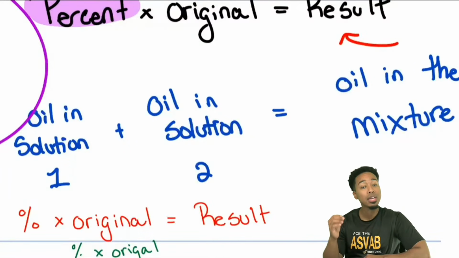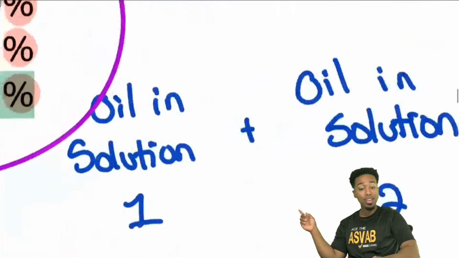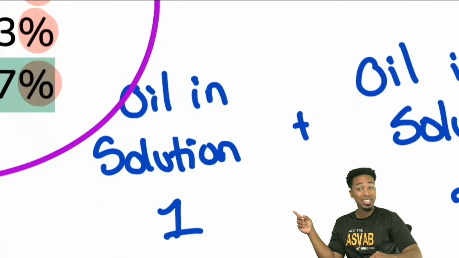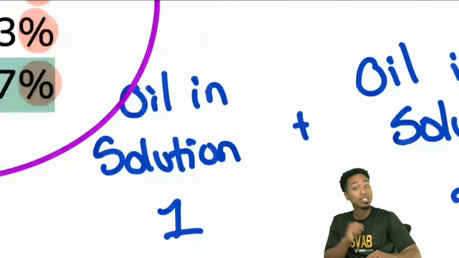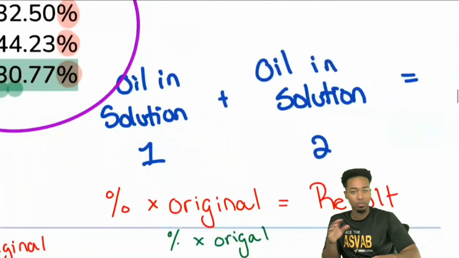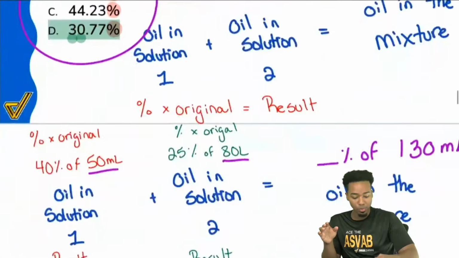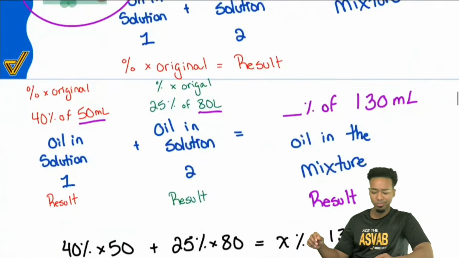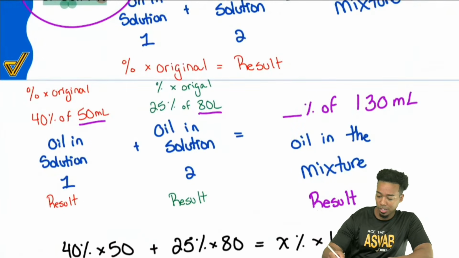Now, what I did beyond that was, if we want to find the amount of oil in solution 1, that's the same thing as doing the percent times the original. So we just pulled the numbers. All we did was pull the numbers, and right over here, let me use my pointer, this is actually a little easier.